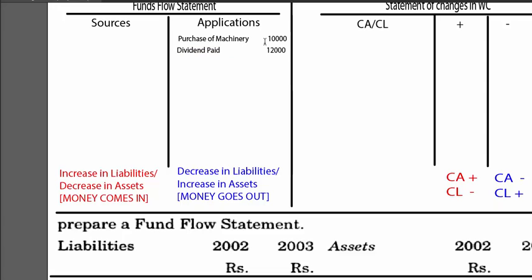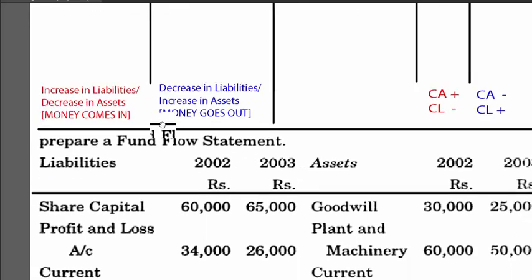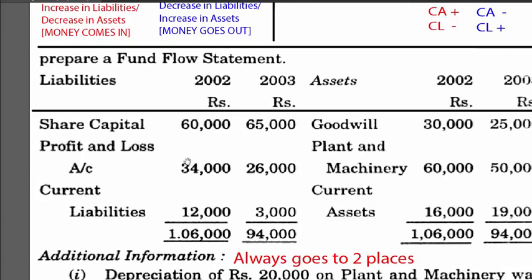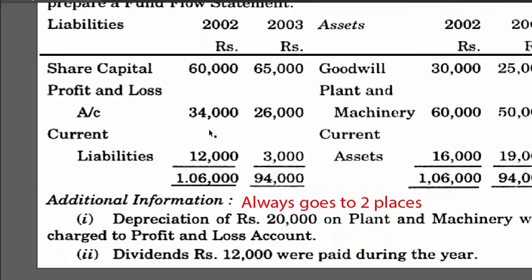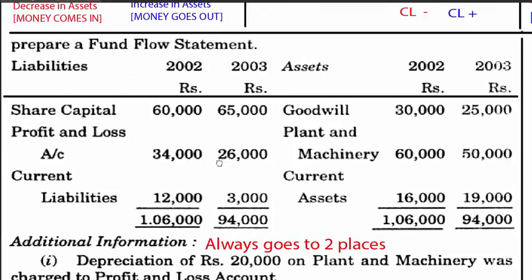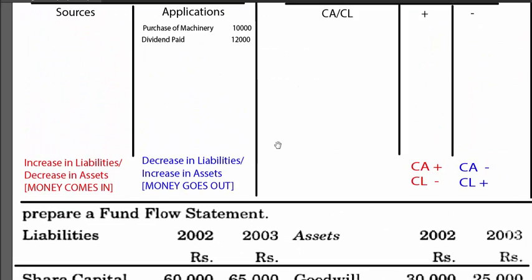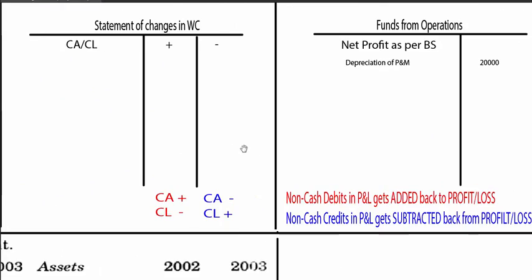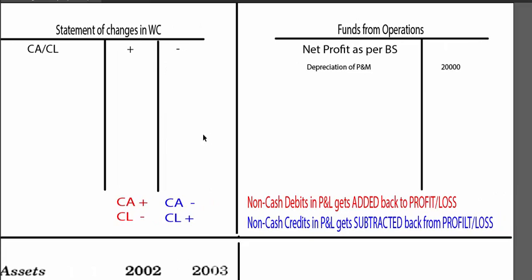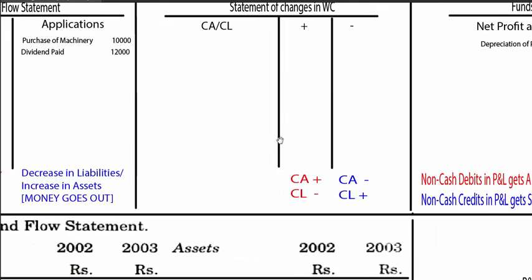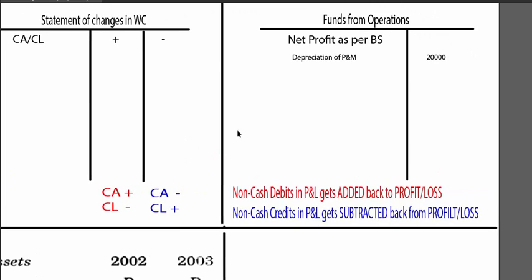And also, as I mentioned earlier, adjustments go to 2 places, so it goes here. Now if you look at a P&L account, we would have debited the payment of dividend. Since I've already shown it here, we have to add it back. It would have been debited in the P&L account, but since we're showing it in the fund flow statement, we have to add it back over here. So dividend paid, 12,000.